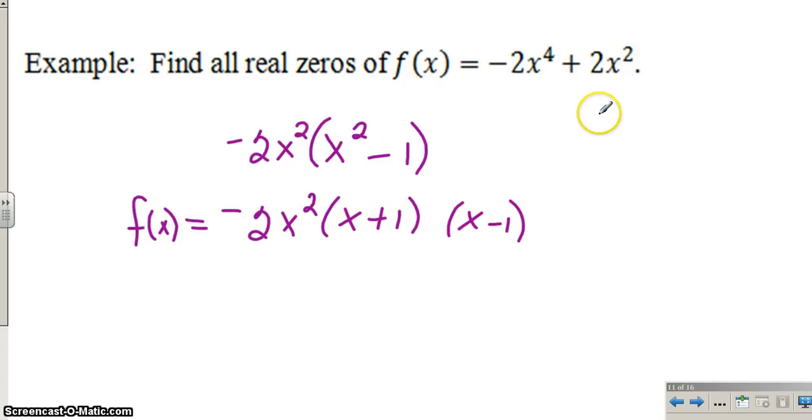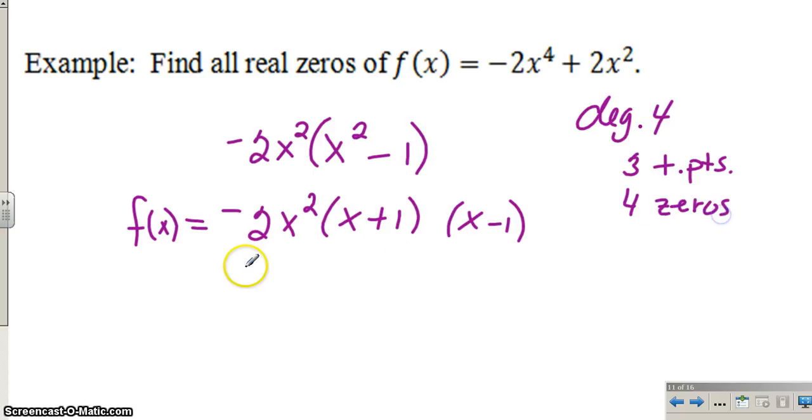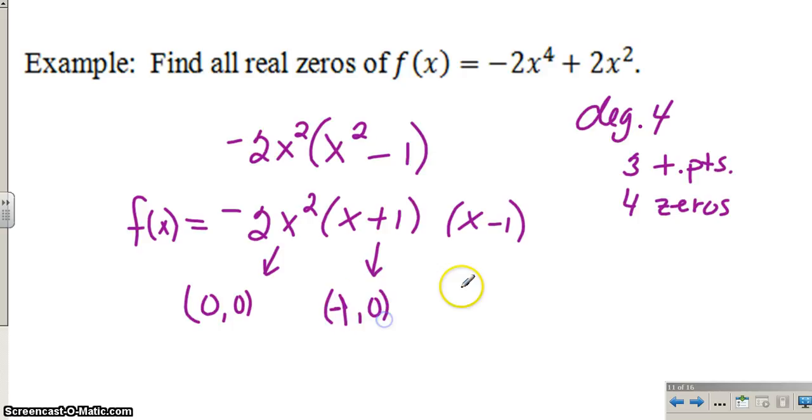Going back up to our original, it has a degree of 4, so therefore it can have at most 3 turning points, and it can have at most 4 zeros. Taking a look at our answer here, when we take each factor and set it equal to 0, this first factor set equal to 0 is just going to be the intercept 0, 0. Our next one is going to be negative 1, 0. And our last one is going to be positive 1, 0. So we have 3 turning points here and 3 zeros.